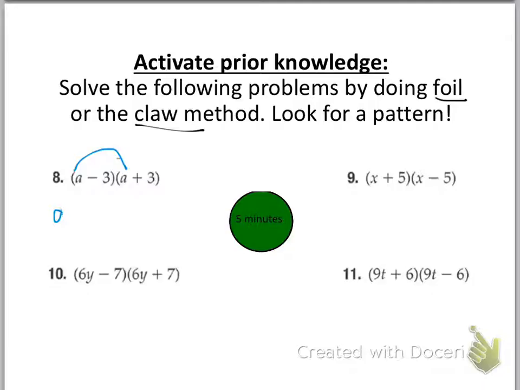A times A is A squared. A times 3 is 3A. Negative 3 times A is negative 3A. And negative 3 times 3 is negative 9. Simplify that. These two here are like terms, and they are going to disappear. They cancel each other out. And we are left with A squared minus 9. So go ahead and finish the other problems, and then we'll see if we can find the pattern.